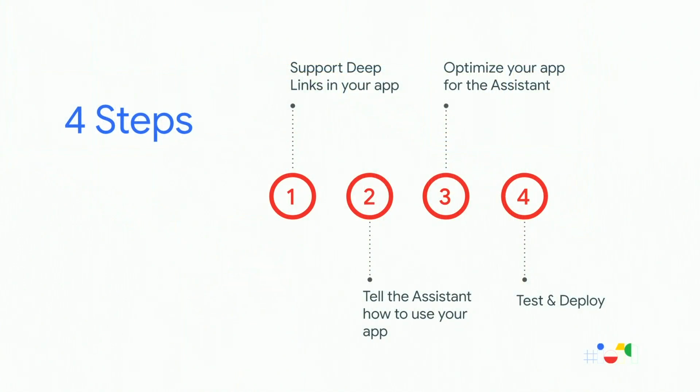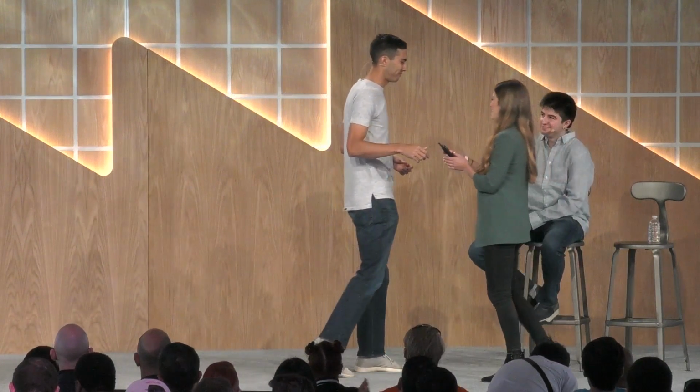OK, that was a lot of information. Let me quickly recap the implementation. Step number 1, supporting deep links in your Android app. Step number 2, telling the assistant how to take advantage of those deep links and use your app via the actions.xml file. Step number 3, optimizing your app further for the Google Assistant by implementing the 3 APIs I talked about. And then finally, testing using the Studio Test Tool plugin and deploying via the Play console. Awesome.